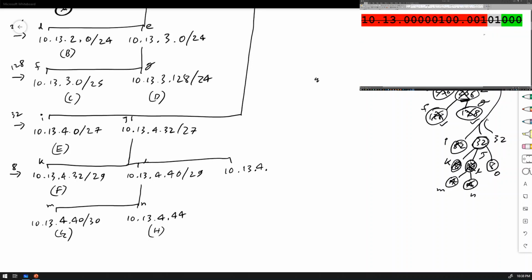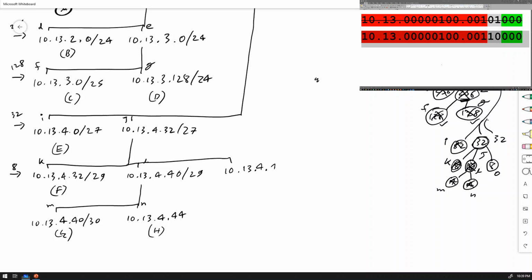So I have used up the combination 0, 1, but now I have the combination 1, 0 with me, right? So 0, 1 was exhausted. Now I have 1, 0. So that translates to 48 slash 29. All right. So 32 plus 16 is 48. And I have a block of 8, but I don't need this. So this was O. So I'll be creating a 4 from here.